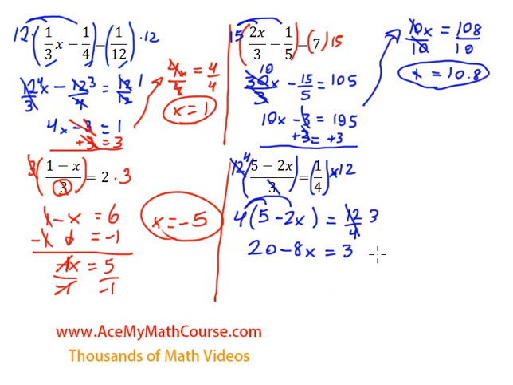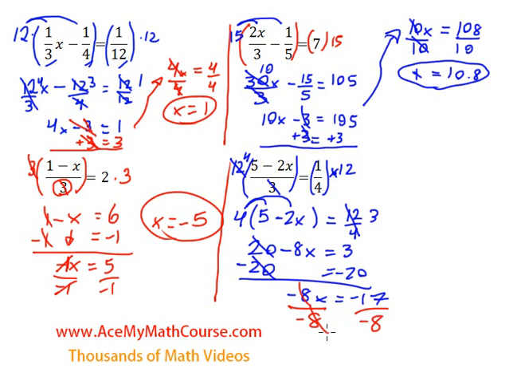Okay. Now, I can subtract 20 from both sides. These will cancel out. We get negative 8x is equal to 3 minus 20, negative 17. And finally, we're one step away. I can divide both sides by negative 8. And x will be equal to negative 17 divided by negative 8. Negative negative makes a positive. So the answer is just 17 over 8. I will leave it as a fraction, actually. And that's it.